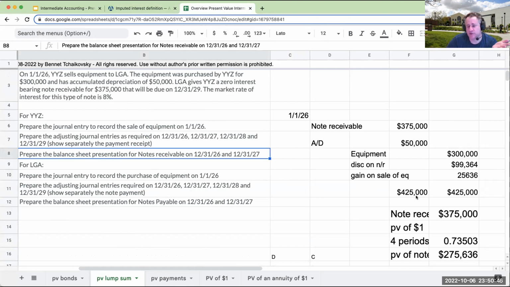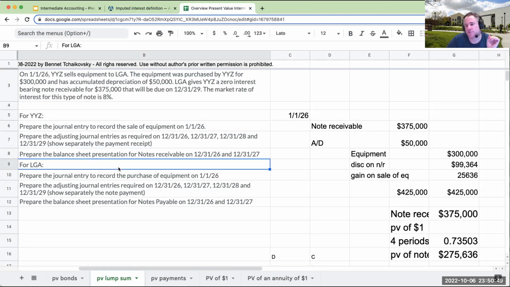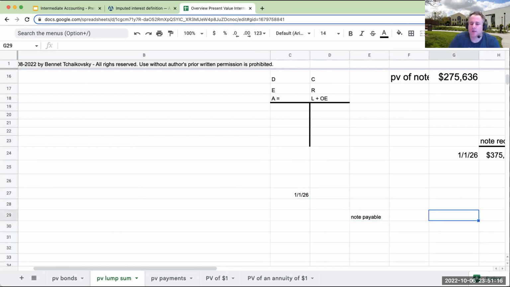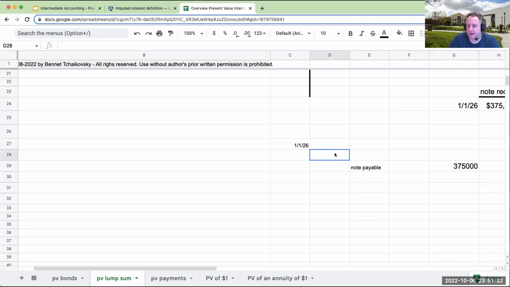So now we've done the balance sheet. We actually did it for more years, but now we're going to do this from the perspective of LGA. So LGA is going through and buying the equipment, but for LGA, what's going to be a little bit different? Well, because they're buying the equipment, how do they record it? The value of the equipment is going to be determined as follows. They're giving a note payable to YYZ for 375,000. So instead of a discount on notes receivable, there's going to be a discount on notes payable.